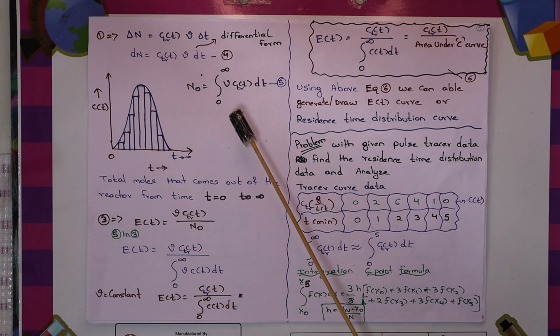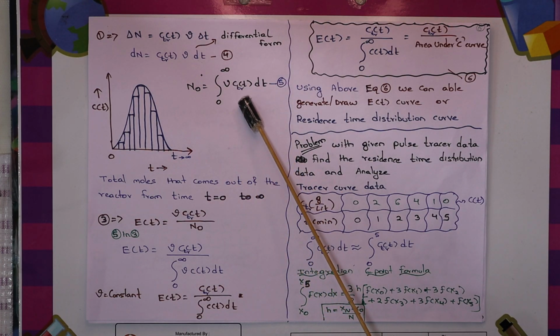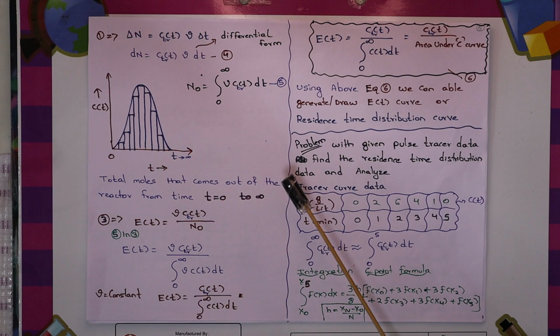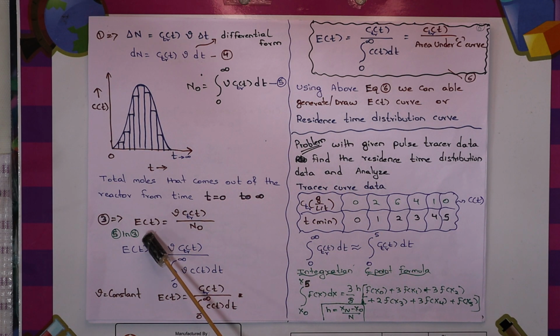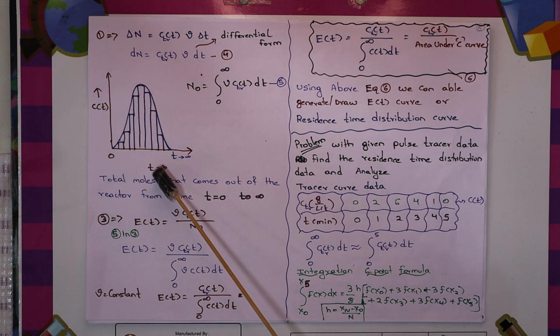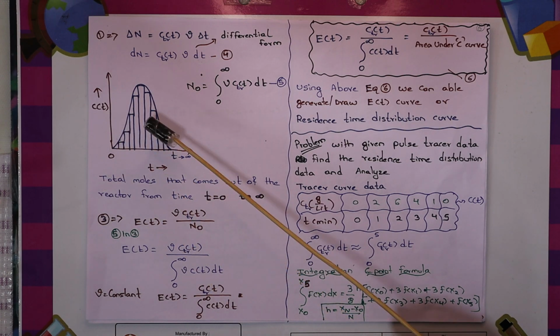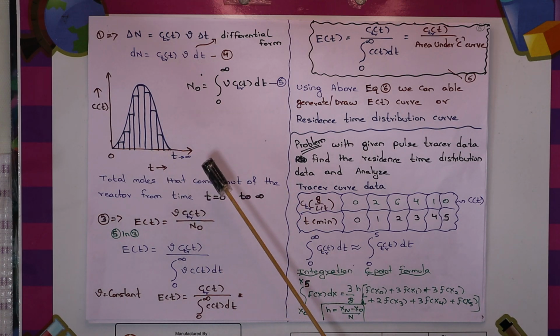So finally n0 is the integral from 0 to infinity of nu into CTR into dt. This is the total moles that come out of the reactor from time t equal to 0 to infinity. So how do we get the E of t information? Finally, we have to get the graph of E of t versus time, because from the E of t versus t graph, you can identify what fraction of molecules spends how much time. Slowly we go from the C of t versus t graph to the E of t graph.